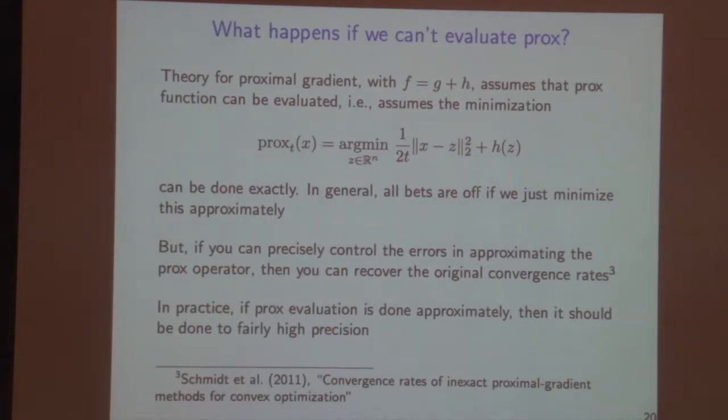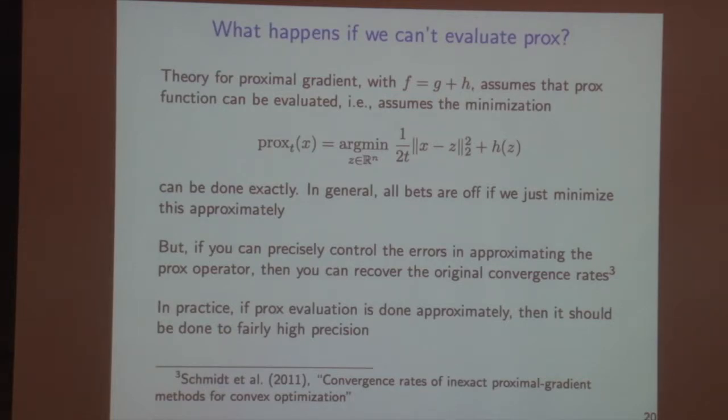What we know is that if we evaluate the prox exactly, then we get a convergence rate of 1 over epsilon. If we evaluate it approximately, then we're not really taking the right update. We may actually be taking an update that's, in some sense, noisy. We should have been taking the prox of the gradient step with respect to g, but we're taking something that's kind of off from that.